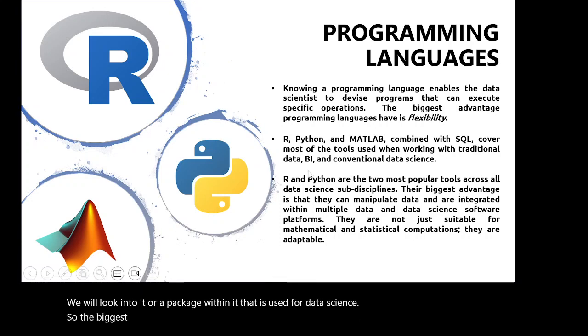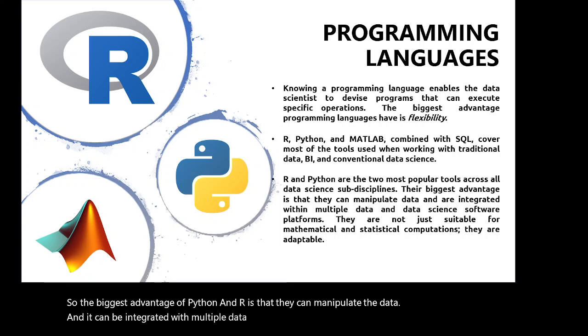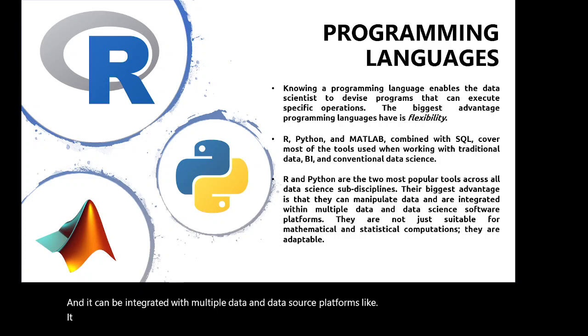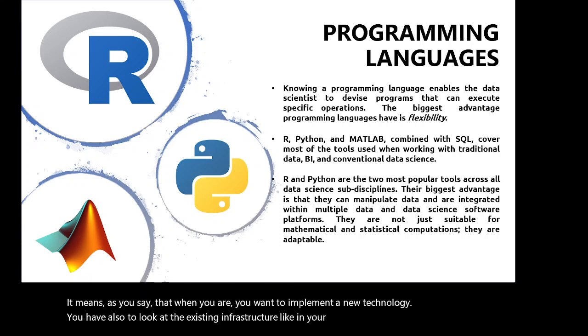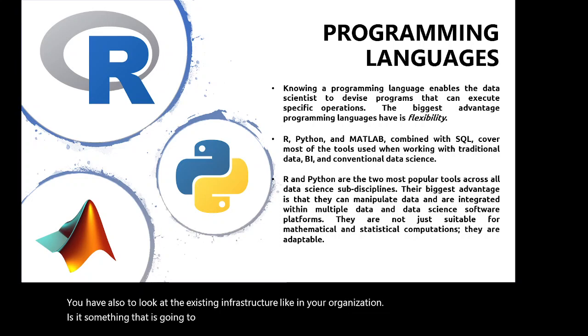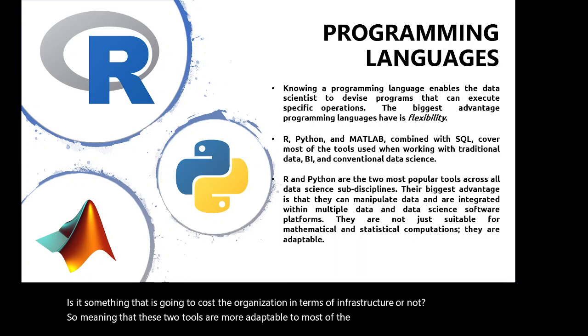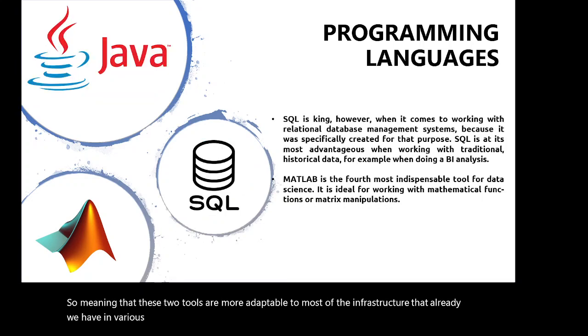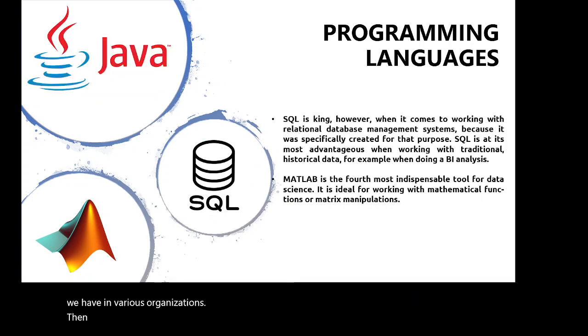So the biggest advantage of Python and R is that they can manipulate data and can be integrated with multiple data and data science platforms. It means that when you want to implement a new technology, you also have to look at the existing infrastructure in your organization. Is it something that is going to cost the organization in terms of infrastructure or not? So these two tools are more adaptable to most of the infrastructure that we already have in various organizations. Then SQL.